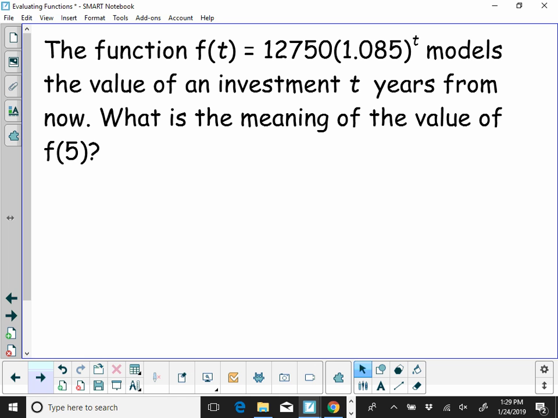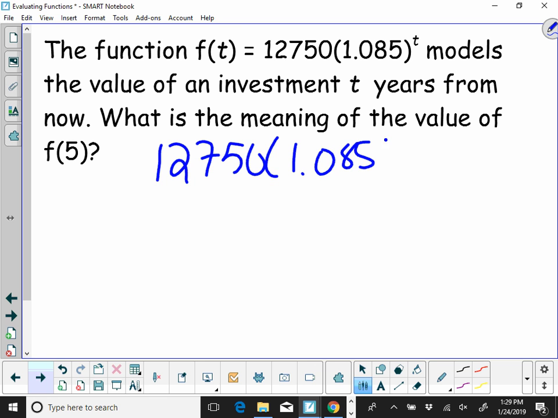What did it ask? What's the meaning of the value of f of 5? They don't care what the actual value is. Okay, but go ahead and find it for me. Find f of 5 real quick. Type it in. 12,750 times 1.085 to the 5th.